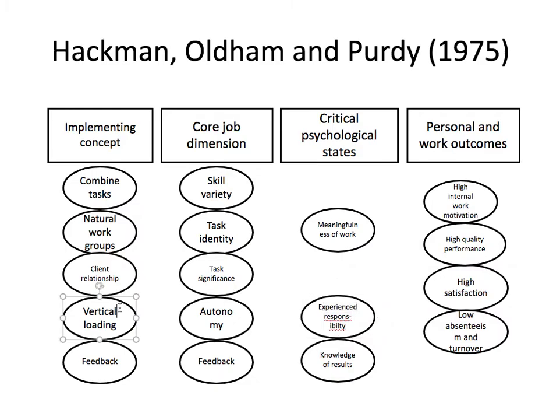You can engage in vertical loading, right? You can enrich people's work, give them more autonomy, which gives them more responsibility. But giving people autonomy and responsibility often means accountability or knowledge of results. And again, this leads to these outcomes. And feedback gives people knowledge of results and leads to all of these outcomes.